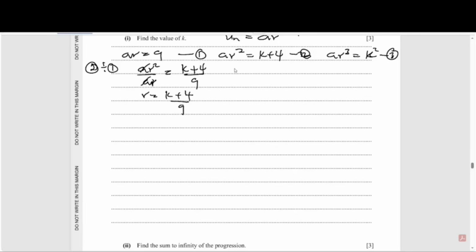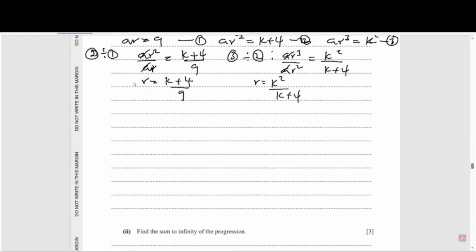So I'm going to do equation 3 divided by equation 2, and that gives us ar cubed over ar squared is equal to k squared over k plus 4. And here again, a and a are gone, and we have only one r left. So from this, r is equal to k squared over k plus 4. So here we have two expressions for r. r is equal to this, and at the same time r is equal to this. Then these two expressions must be the same, right?